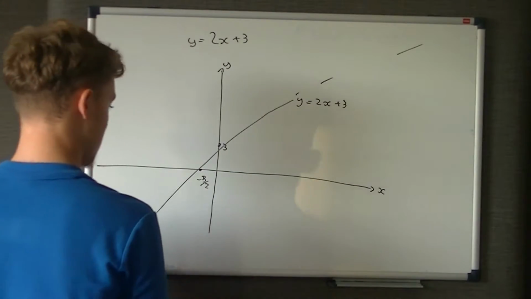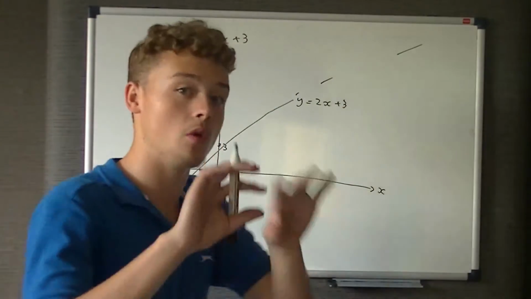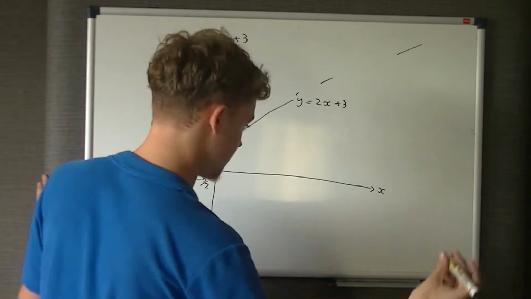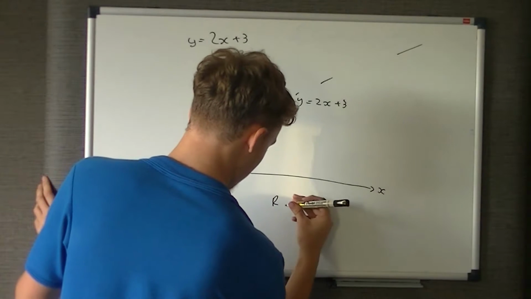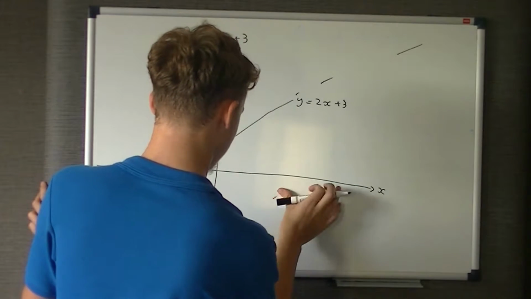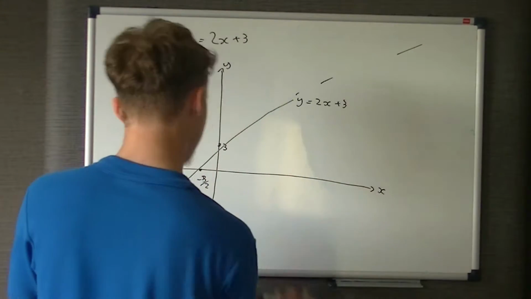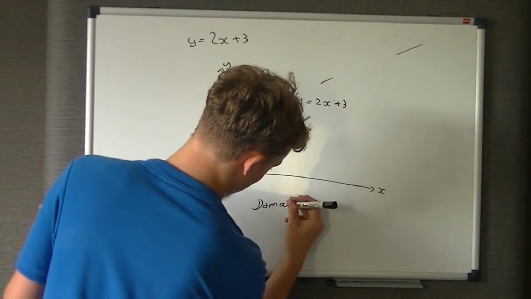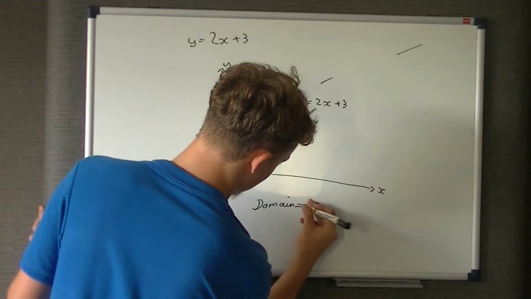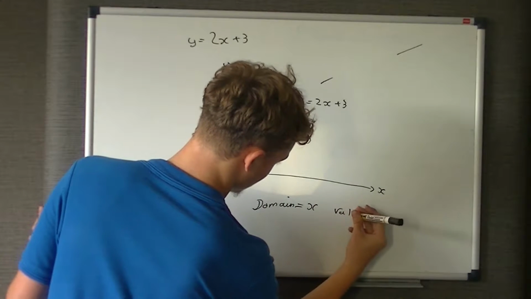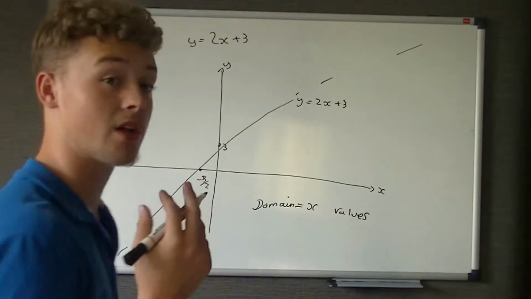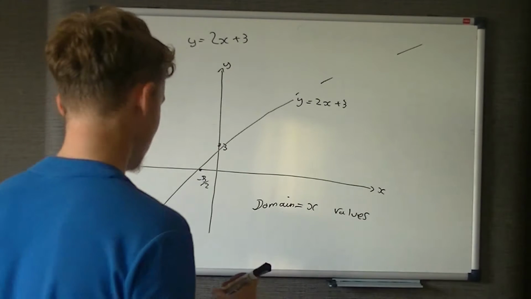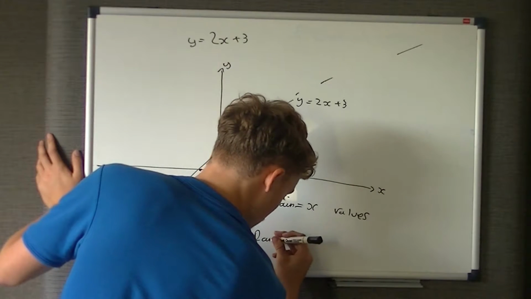So the domain is how wide it is, what's across the horizontal scale, the x-axis. So basically, in summary, the domain is the x values. It's the values you put into the equation above to get the range. So the range, therefore, is the y values.